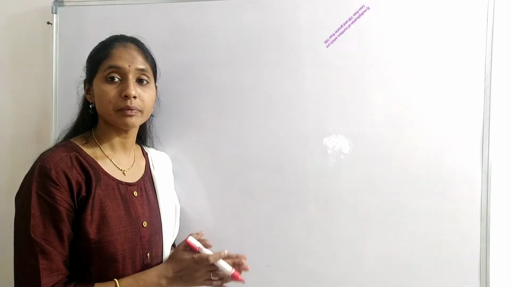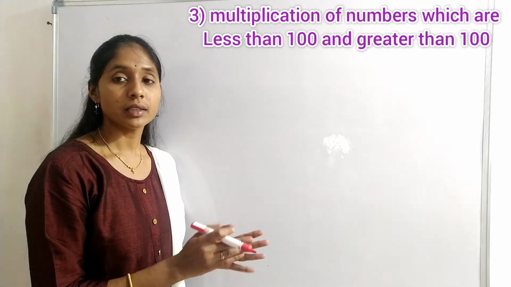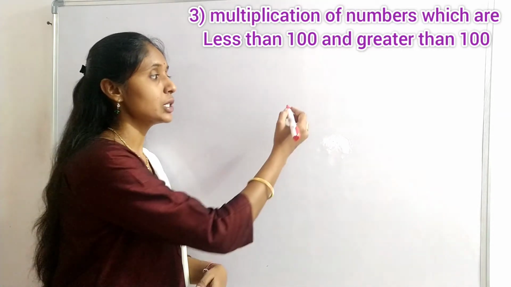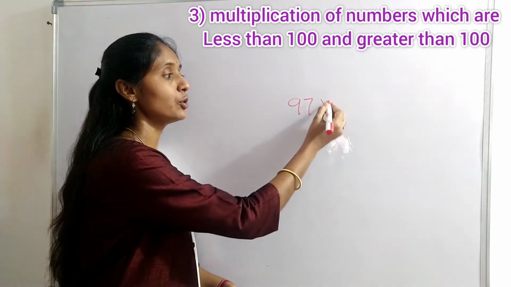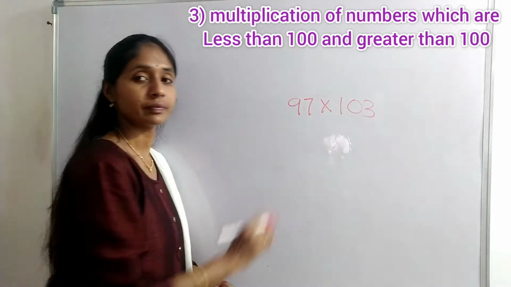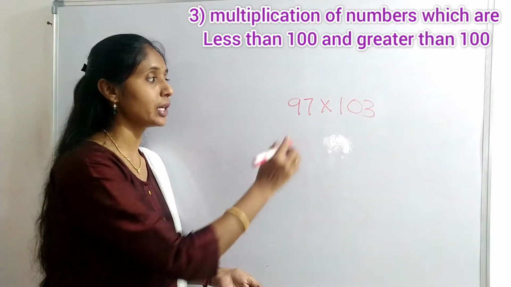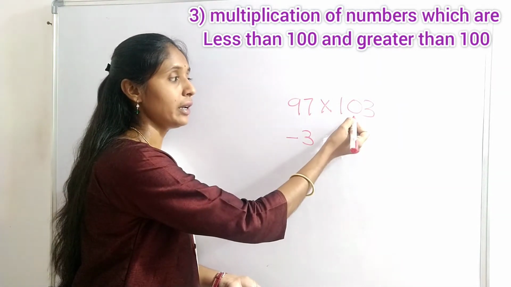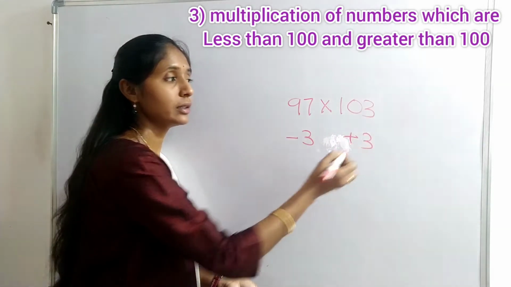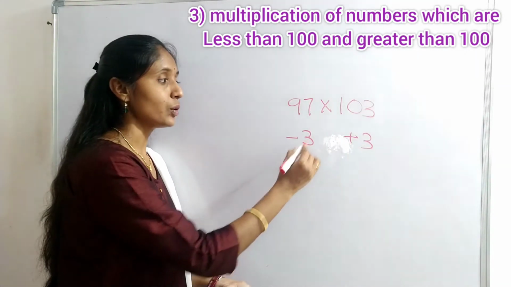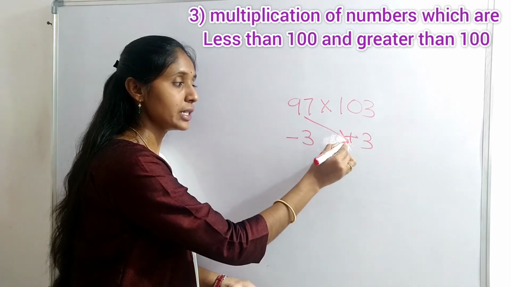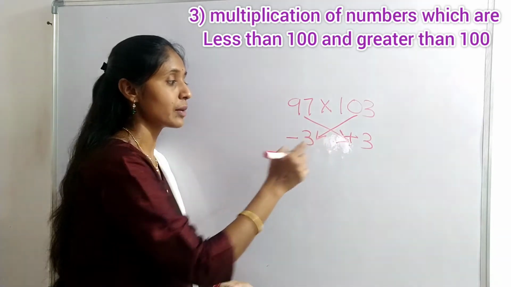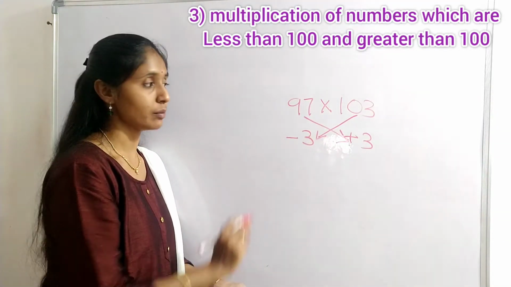Next, third type of multiplication trick, that is the number which are less than 100 and the number which are greater than 100. So 97 into 103. This is third type of multiplication trick. 97 is 3 less than the 100 and 103 plus 3 greater than 100. So then cross addition, which are plus symbol, and here cross subtraction, which is minus symbol.